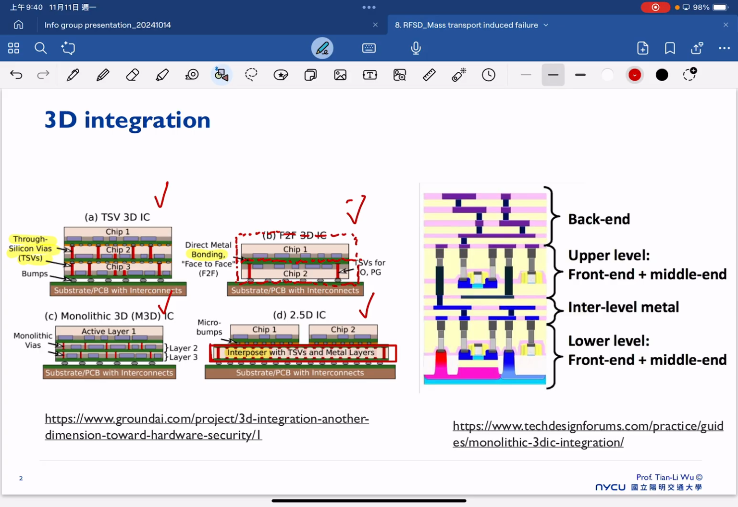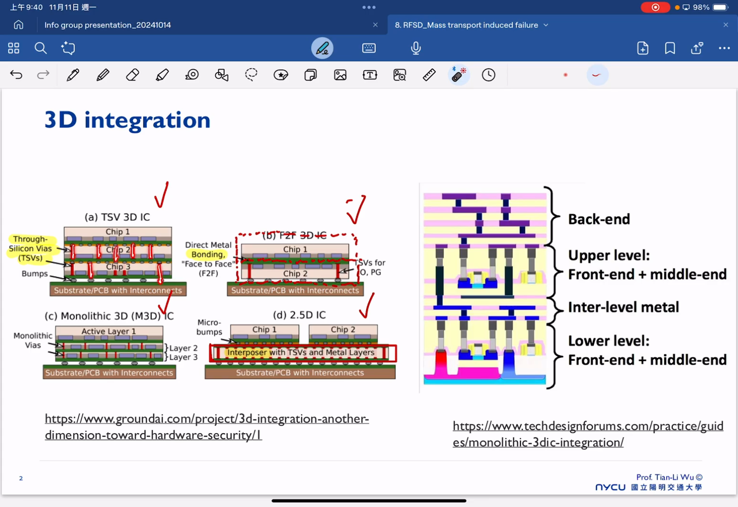But overall, if you look at this 3D integration technology, for example the TSV 3D IC, the goal is to have the TSV, because that gives us a chance to vertically stack the different chips and connect them by the TSV. But now you will probably see that we have so many of these TSVs.